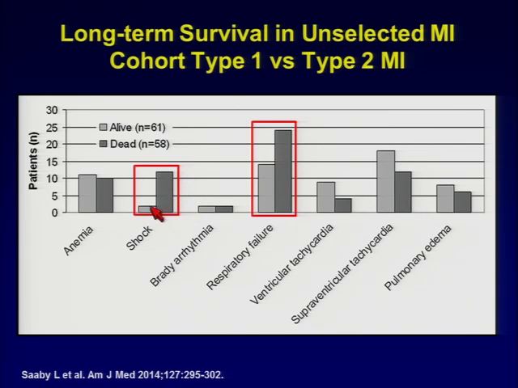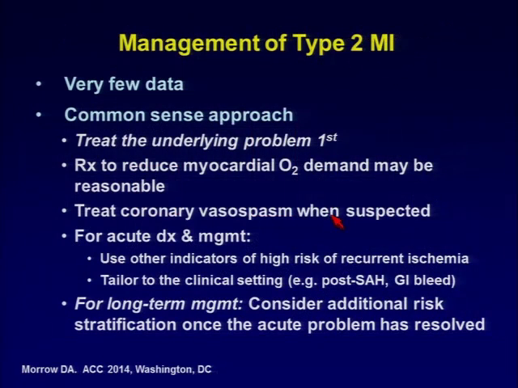So in those patients who had type 2 MI in the setting of shock or in respiratory failure, understandably, those patients had a higher rate of mortality. In contrast, there was no difference between dead or alive if the cause of type 2 MI was anemia in this study, or bradyarrhythmia, or even ventricular tachycardia. And so the cause of type 2 MI might also matter in the prognostic implications, and I think that's something we have to study going forward.